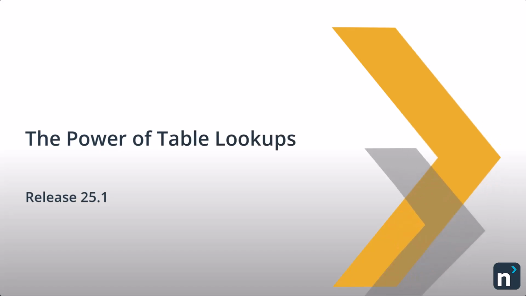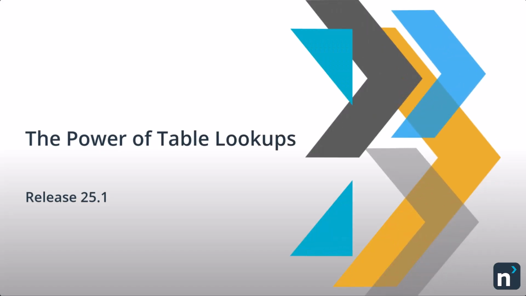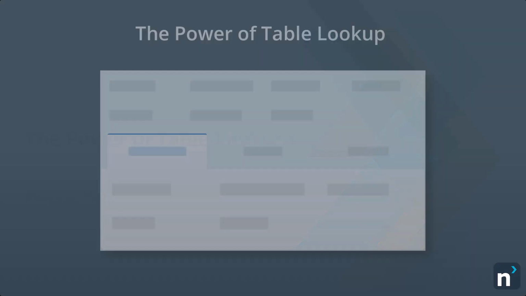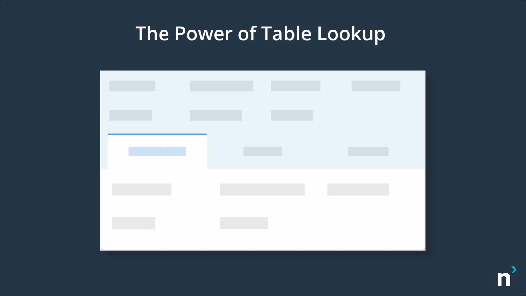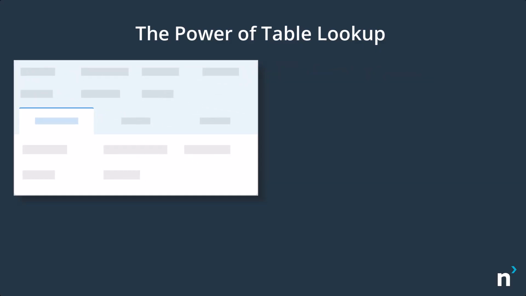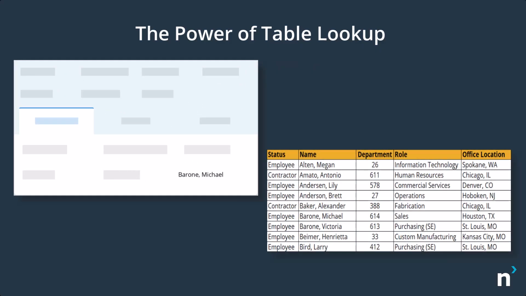Let's talk about table lookup fields and why they're so powerful. In short, table lookup fields help keep your data clean and consistent by only letting users enter values that already exist in a related table. When you set up a table lookup field in your app, you create a direct link to that related table. And from then on, only values in that table can be used for that field.